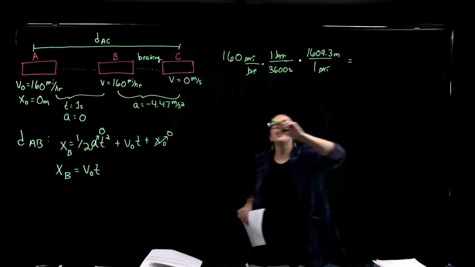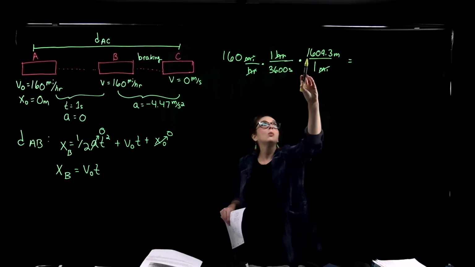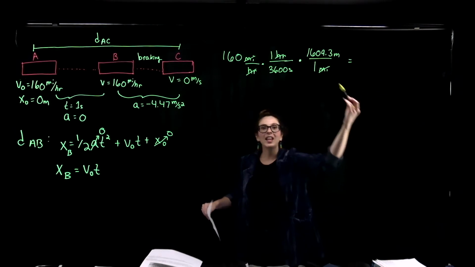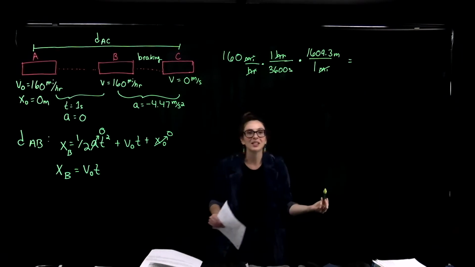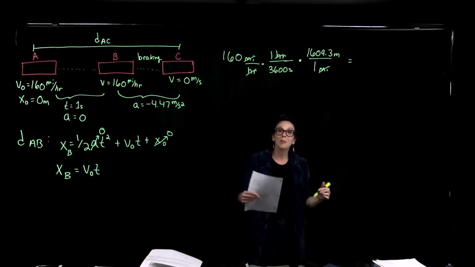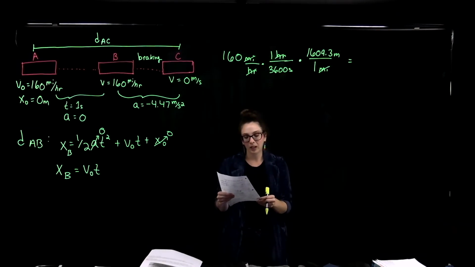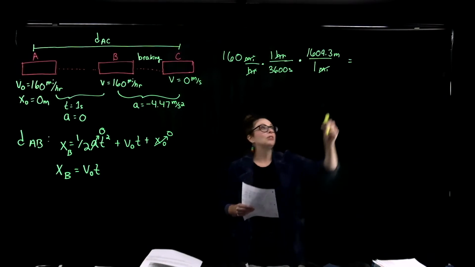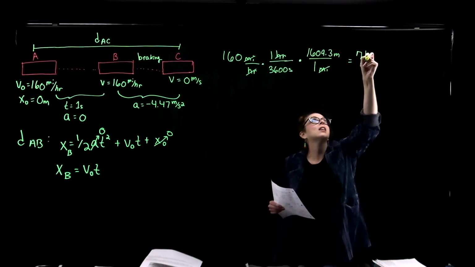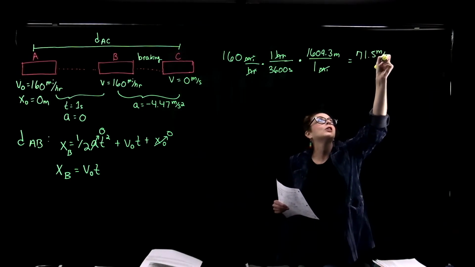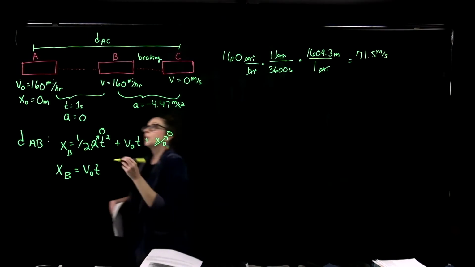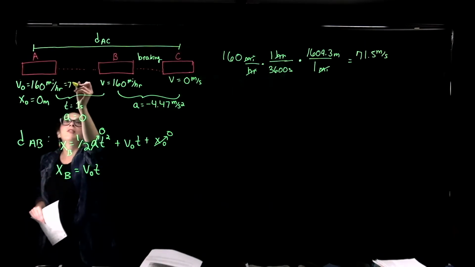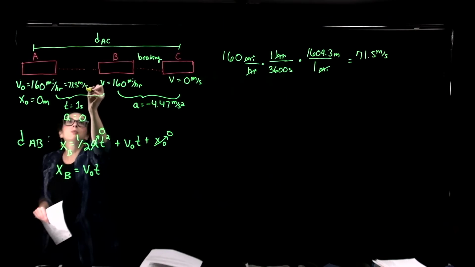If I take 160 times 1,609.3 and divide it by 3,600, I'm going to get my speed in meters per second. If you do that, you'll find that this speed is 71.5 meters per second. So 160 miles per hour is 71.5 meters per second.